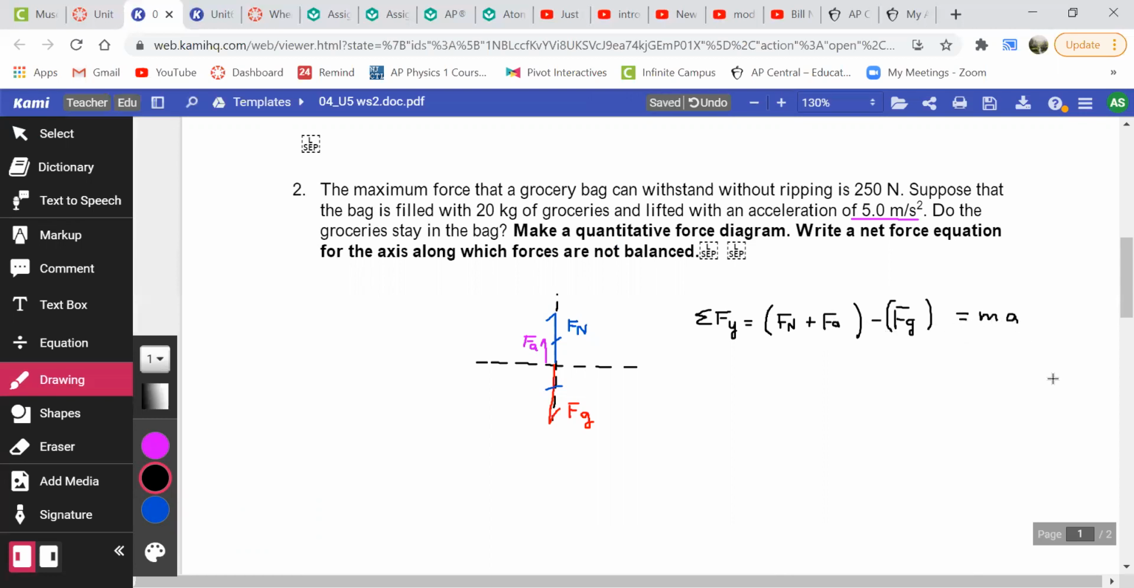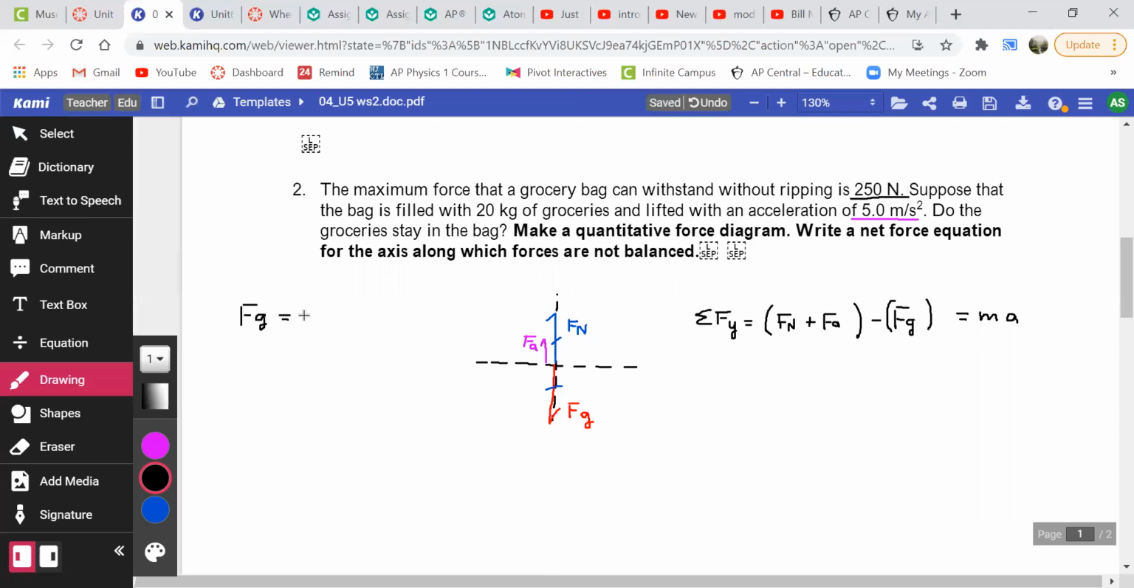All righty. So what we're going to see here is whether or not the bag rips. Well, the problem reads that it can only withstand 250 newtons. All right, so right now we have no numbers, but we know that the maximum value that that bag can hold is 250 newtons. So the first thing we're going to need to know is, well, does it rip before you accelerate, right? Does gravity already equal that amount? So we've got to figure out what the force of gravity is.